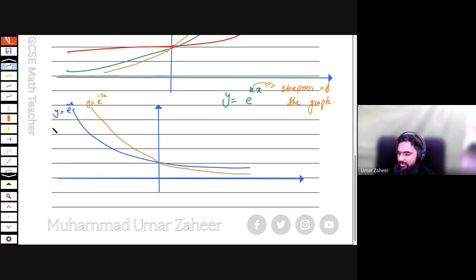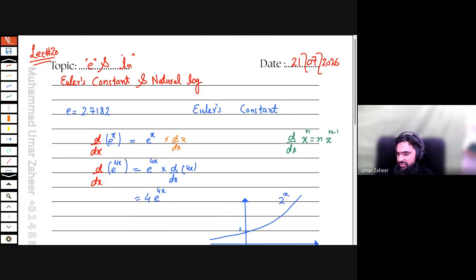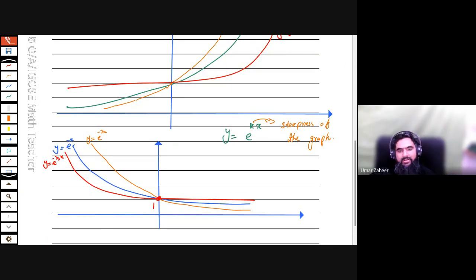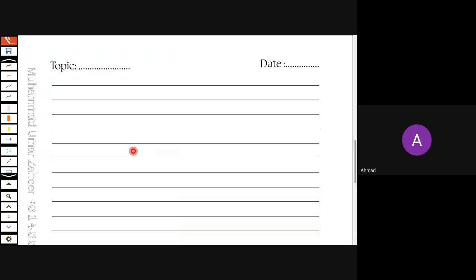And if I'm going to make a graph of y is equal to e power minus 1 over 2x, obviously minus 1 over 2x is less steep than minus x. So it moves from here, but moves above after it. And what is this point? This is the point 1, because we know that any number having a power 0 is always 1. So this is the basic introduction about the Euler number, the derivative of Euler number, and obviously the graph of Euler number. All right. Yes, everyone? Any question? No, sir. All right.